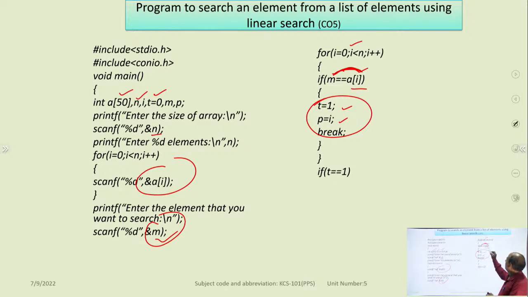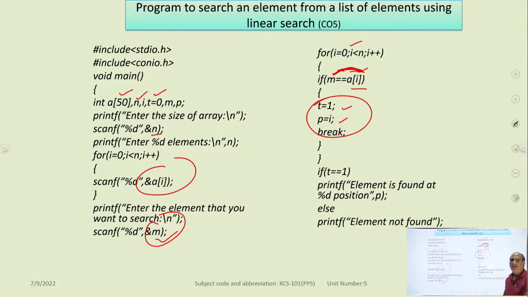If it is 1, this condition is true, meaning the element is found. If found, we will write that element found at position p. Otherwise, in the else part, we will write element not found. This way we can implement linear searching.